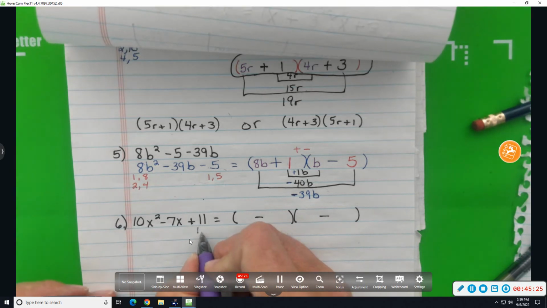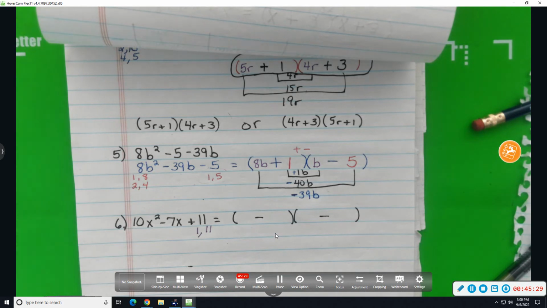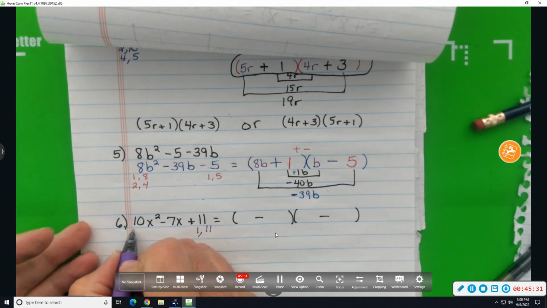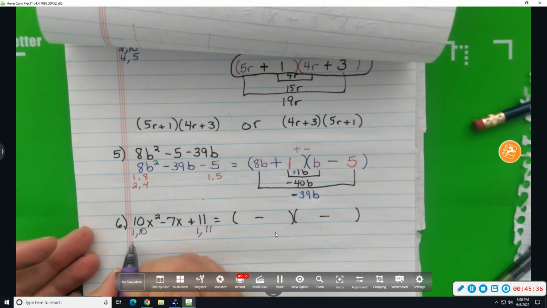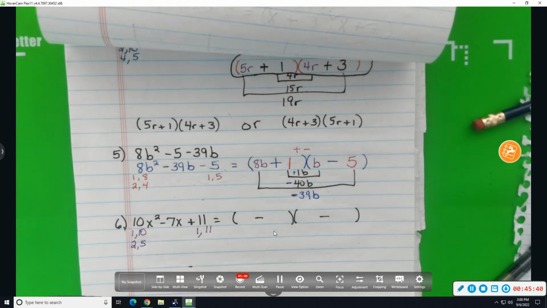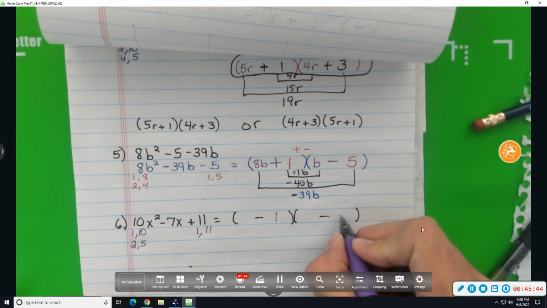Numbers that multiply together to give 11 is not many, just 1 times 11. So that should be easy, just show that. What about for 1 times 10 and 2 times 5? I'm going to go ahead and fill in the 1 times 11.